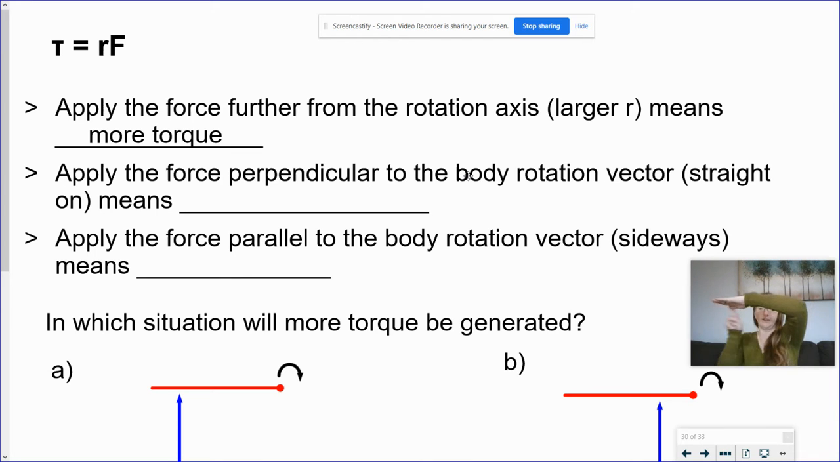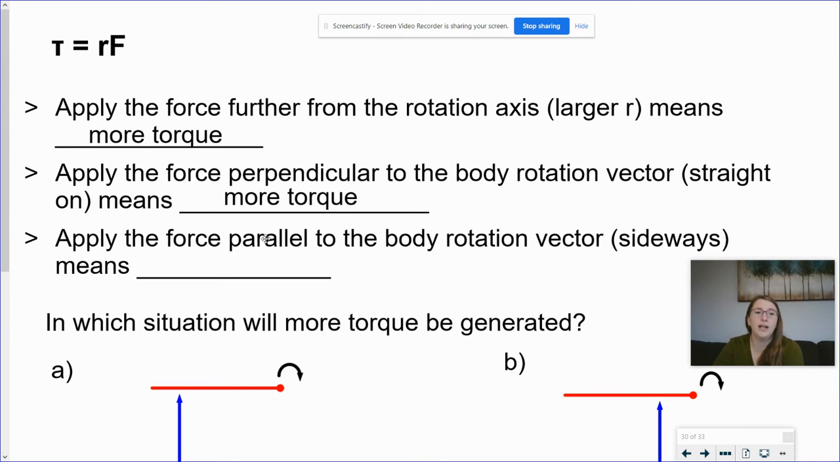Perpendicular to the rotation vector. If my arm is the rotation vector, meaning the thing that's doing the rotating, and I apply the force straight on, this is going to mean more torque as well, because my component is strictly a perpendicular component. Versus if I don't apply it straight on, my perpendicular component is going to be smaller. So straight on, this also means more torque. This is why when we come up to a door to push, we push straight on. We don't push it at an angle. That's kind of weird, yeah?